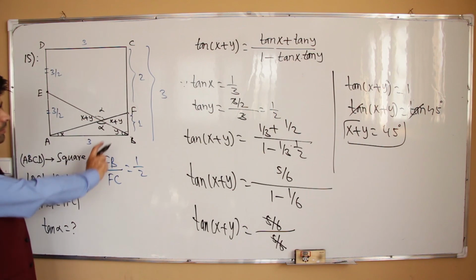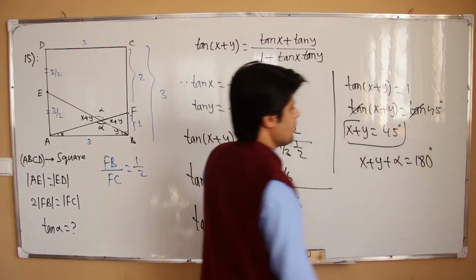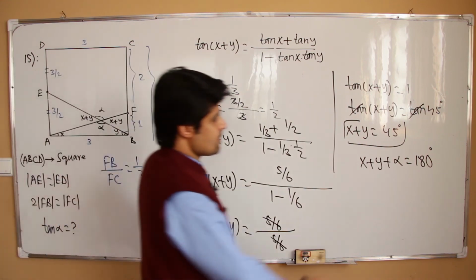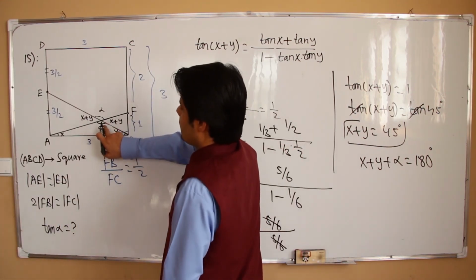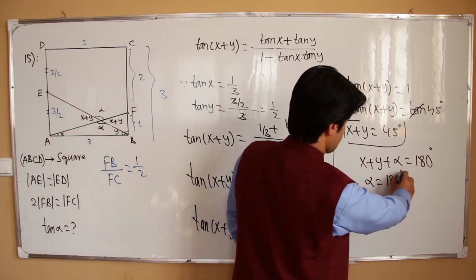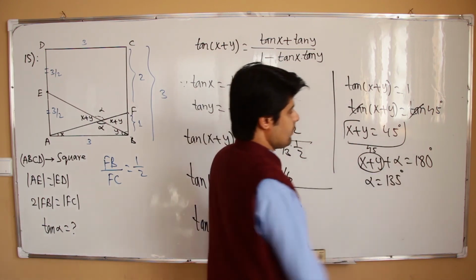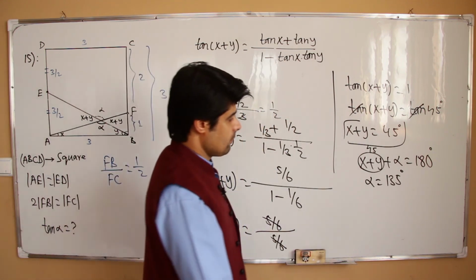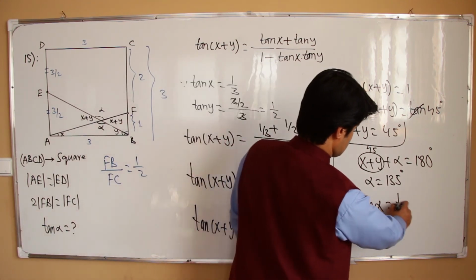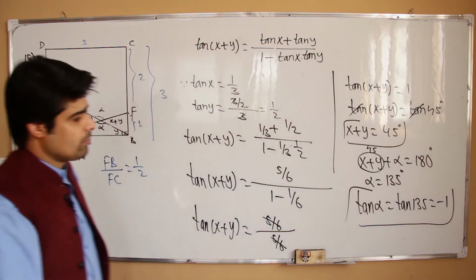You know this is a straight line. x plus y plus alpha should be 180 degree. Since this angle with this angle should be in a straight line, 180. So alpha is 135. x plus y is 45. Put 45 to the right side. 180 minus 45, 135. Now our question is tangent of alpha. So tangent of alpha is tangent of 135. Tangent of 135, I think it is minus 1. Write it please.